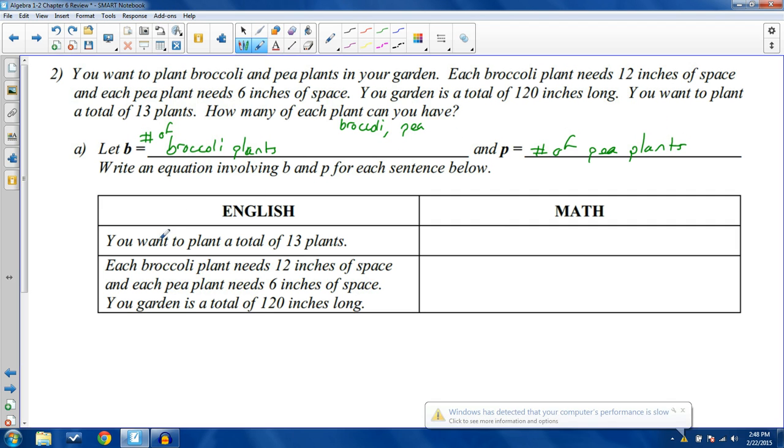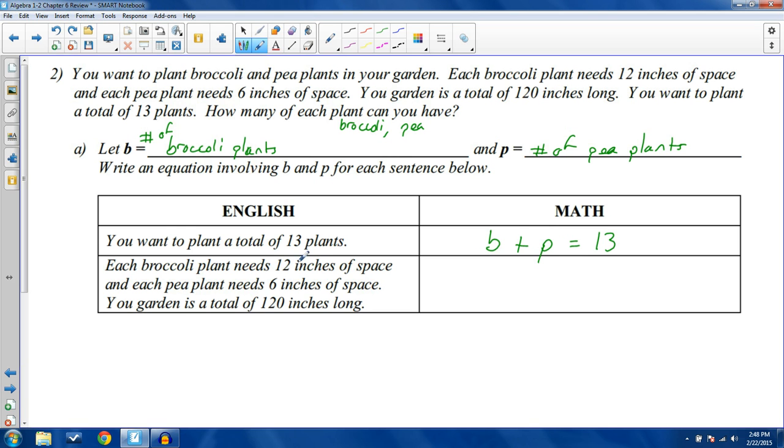So write an equation. First of all, you want to plant a total of 13 plants. You have to remember that the number of broccoli plants, the unit for that is plants. If I take B broccoli plants and P pea plants, and I add them together, I should get a total of 13. That one's always the easiest one to set up.